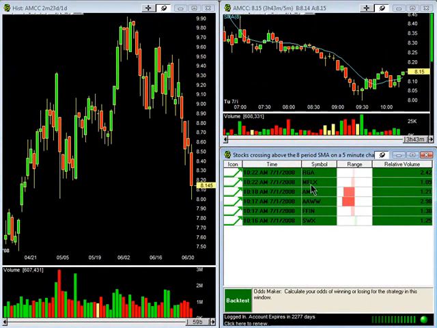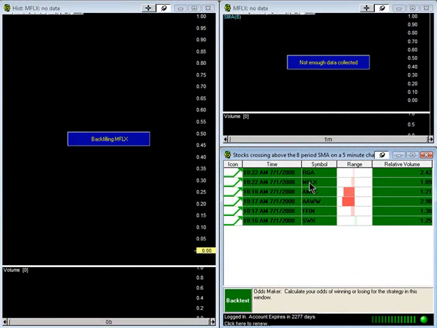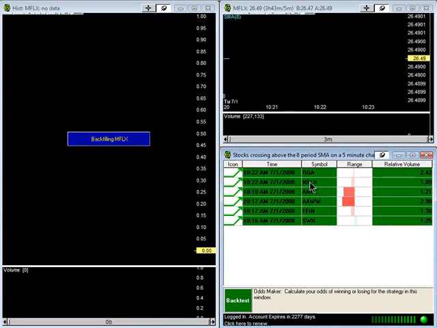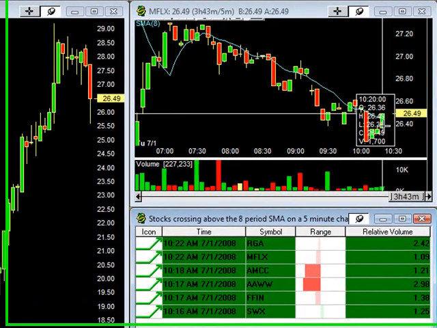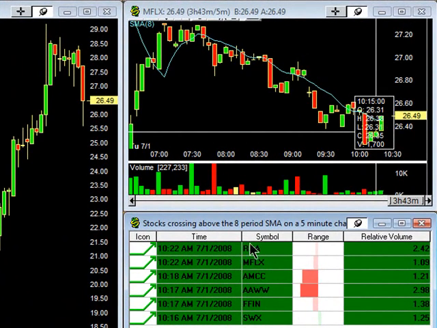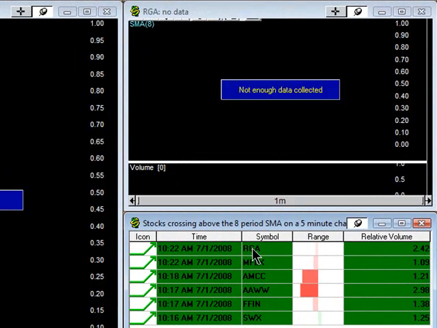A couple of new ones have come across since we've done it. MFLX, I click, and with a single click, both the charts update. And here again, you can see it, it's right there, and RGA.